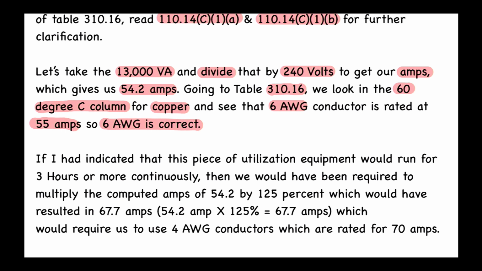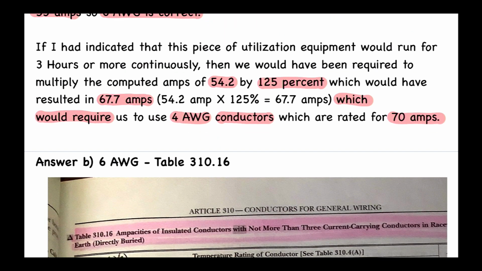If I had indicated that this piece of utilization equipment would run for 3 hours or more continuously, then we would have been required to multiply the computed amps of 54.2 by 125%, which would have resulted in 67.7 amps, and which would require us to use a 4 AWG conductor, which is rated for 70 amps. All right, so here the answer is going to be B, and that's 6 AWG.